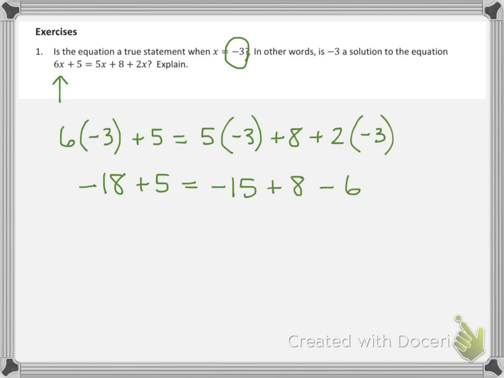And now we can combine our integers. A -18 and a +5 is a -13 on the left side. And on the right side, let's see, the -15 and the -6 gives us a -21. And then add 8 to that, a -21 and a +8 gives us a -13. And since -13 does equal -13, then we can say, yes, this is a solution. -3 is a solution to that equation.